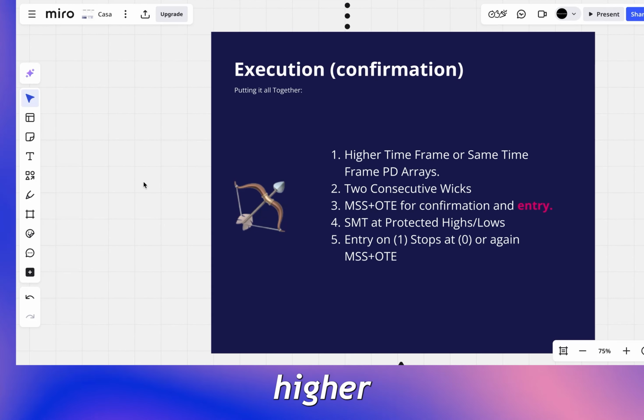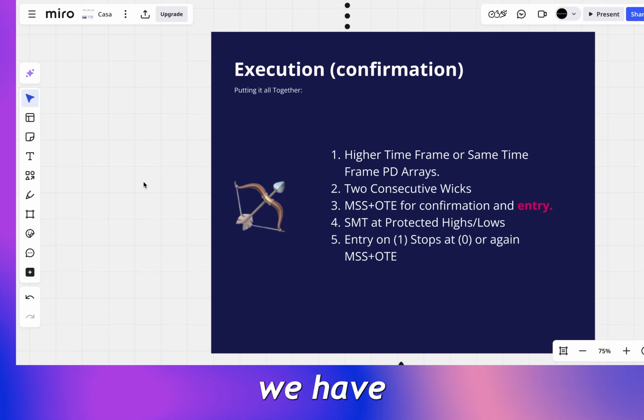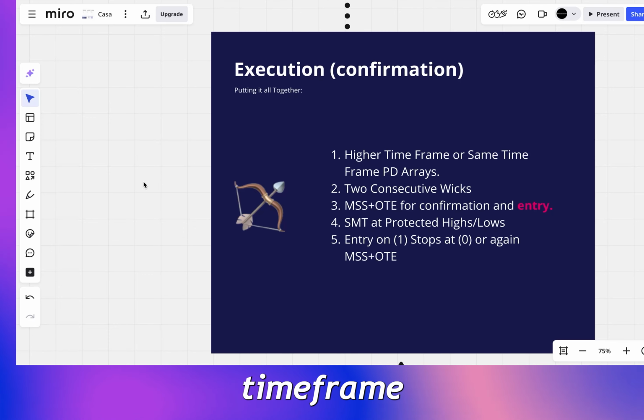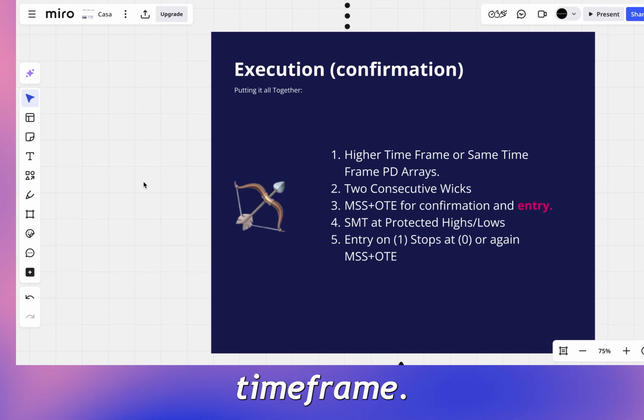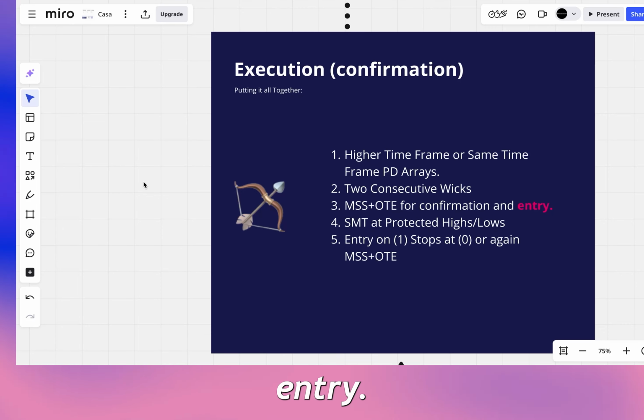So one, we have higher time frame or same time frame PD arrays. Huge. Two, we have two consecutive wicks. We're entering on the third wick. Remember, we're always entering on the third wick. And if you need that confirmation, either hit the same time frame or hit the lower time frame and look for a market structure shift plus an OTE for confirmation and entry.